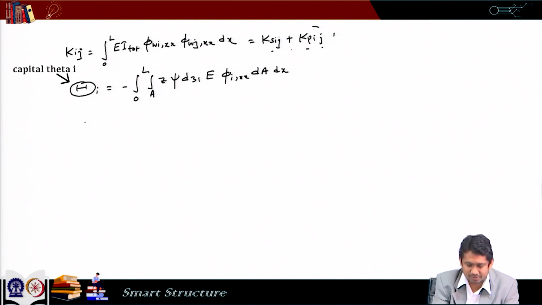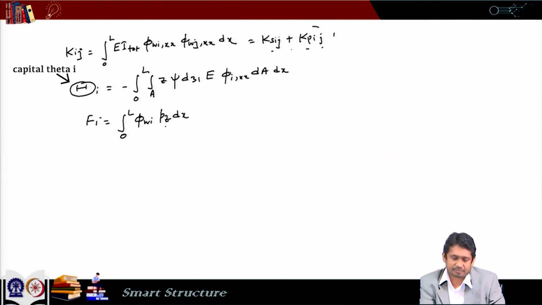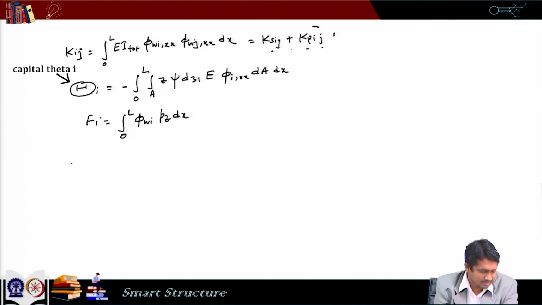So, we are using phi here itself, and Fi is 0 to L phi Wi Pz dx. Now, here by assuming Pz to be a distributed function of x, it is written in this way. While discussing the paper, we saw that those forces were considered to be discrete. So, that is why they were summed over. So, that is about the first equation.